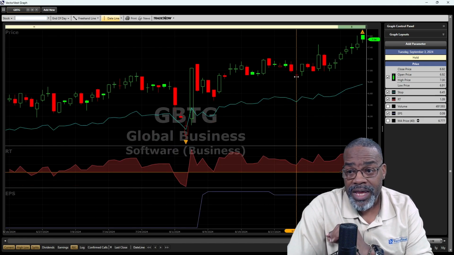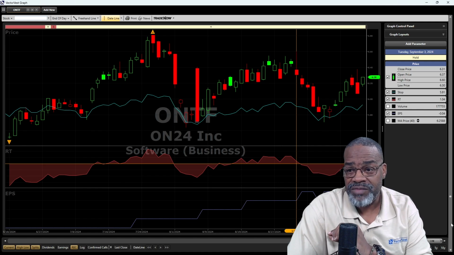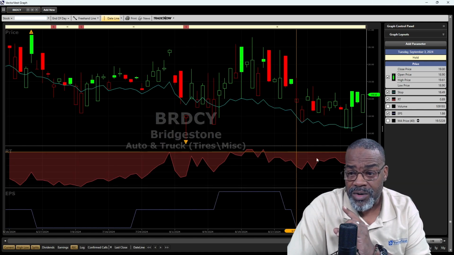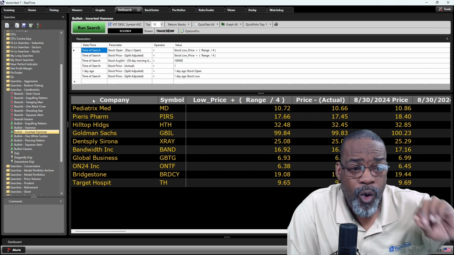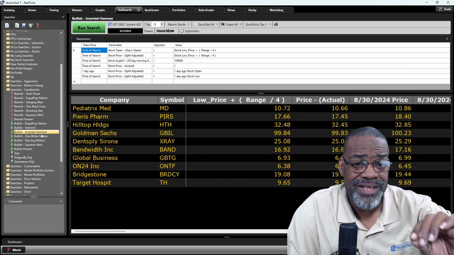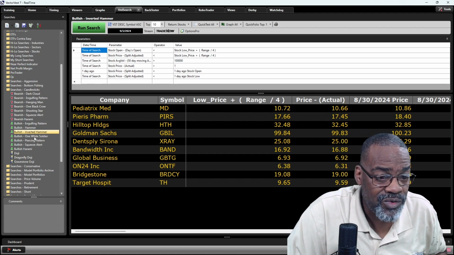There we go. Inverted hammer. Follow through. Move up. This is why I like making watch lists of these stocks. Inverted hammer, no follow through. No follow through. All right. So that's why I go through all of these searches. I find the stocks, I put them into a watch list and look the next day to see if I get follow through. Let's do one more.